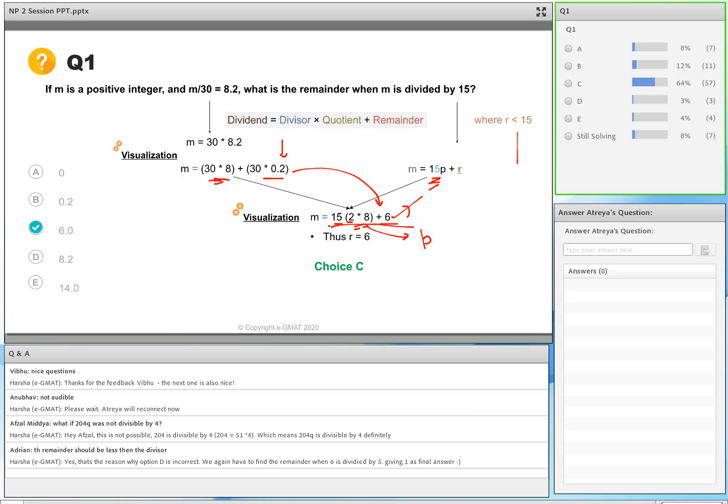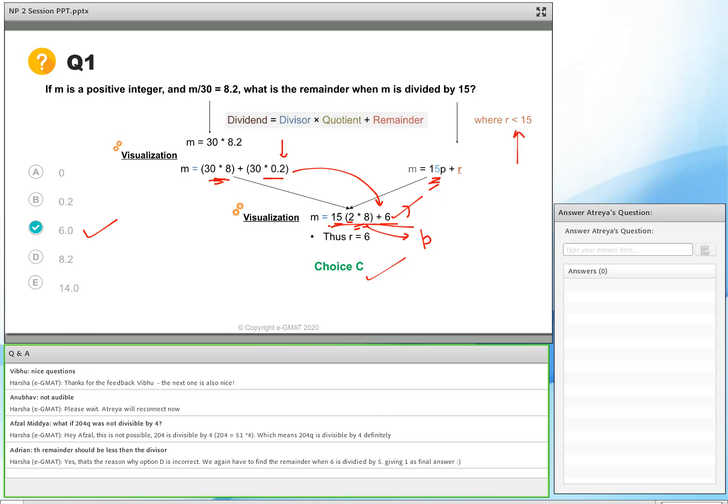We'll very quickly check if this comes under the constraint of r being less than 15 or not. Yes, it does. So we'll directly mark 6 as the answer. And hence choice C is absolutely the correct answer choice. Again, we used the concept of dividend is equal to divisor times quotient plus remainder. We did not do the math because the math would not help us solve questions on that 700 level or 750 level, which we'll come to know as we solve more questions. I hope the solution is clear to all of you.